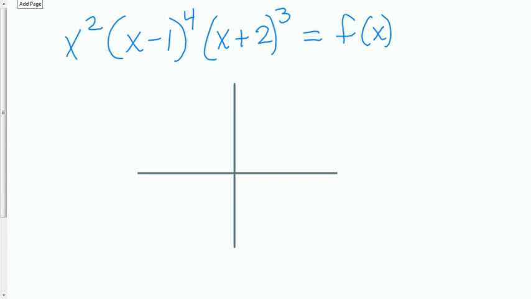So here we have a polynomial function. It is x squared times x minus 1 to the 4th times x plus 2 cubed. So from this we know that the root in this case is 0, and it has a multiplicity of 2. Here our root is 1 with a multiplicity of 4. And here our root is a negative 2 with a multiplicity of 3.